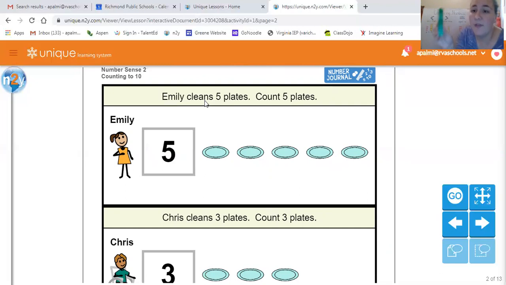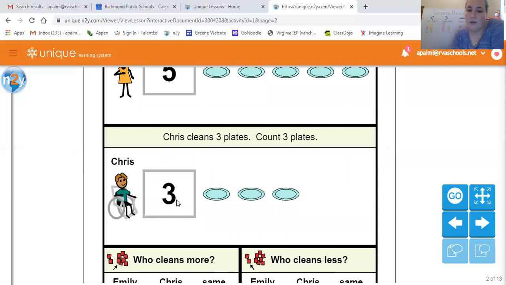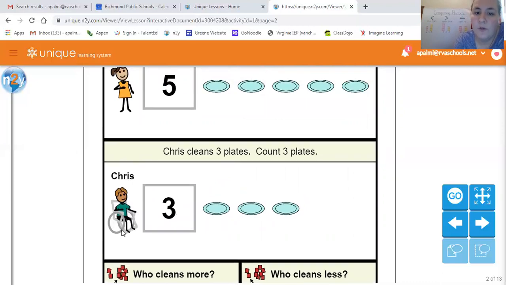All right, so we said that Emily has 5, and Miss Dailey has put 5 green blocks together for Emily, okay? So our next person in our story is Chris, and this says Chris cleans 3 plates. Count 3 plates. So here's my friend Chris, and what number does he have? Yeah, that's a 3, and we were using yellow for Chris. So while Miss Dailey is putting the blocks together and counting with you, I want you to use your finger to touch the plates and count.